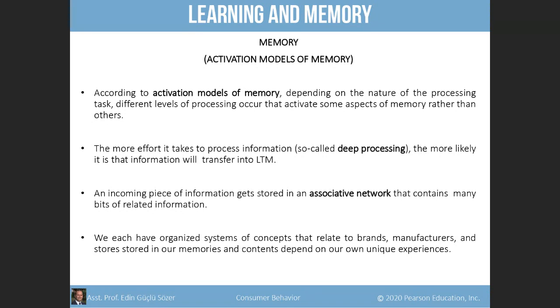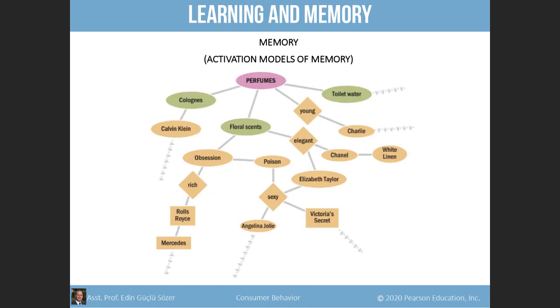When it goes to the long-term memory, this 100 Turkish lira becomes associated with other information in our memory. So all information which we acquire from short-term memory is recorded into an associative network. And in a typical associative network, all the information is connected to each other.